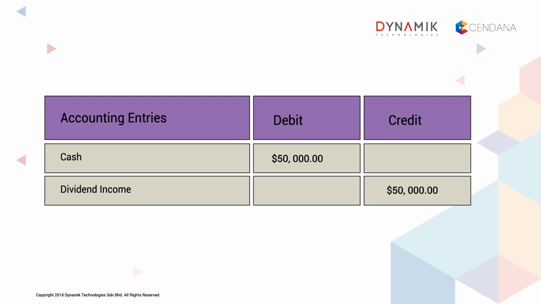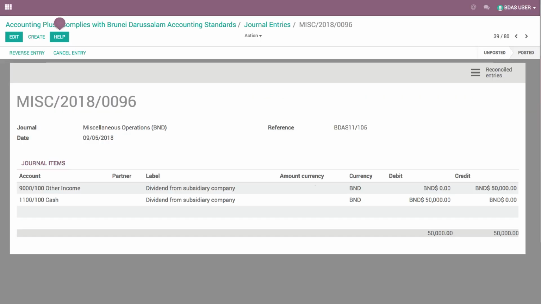Now let's try to draft out this entry in Accounting Plus. A complete draft of the journal entry transaction will look like this. Do note the journal ID for future reference.